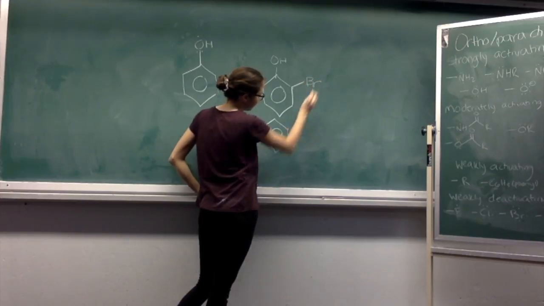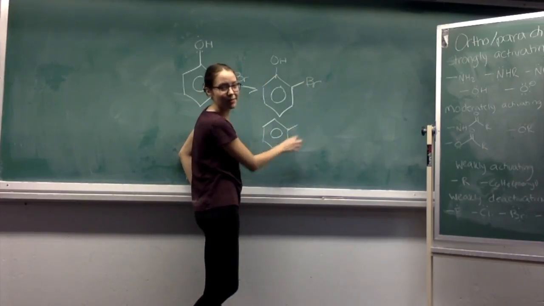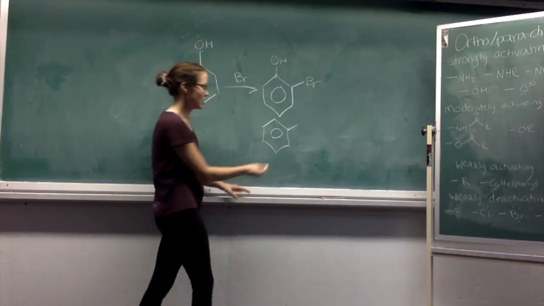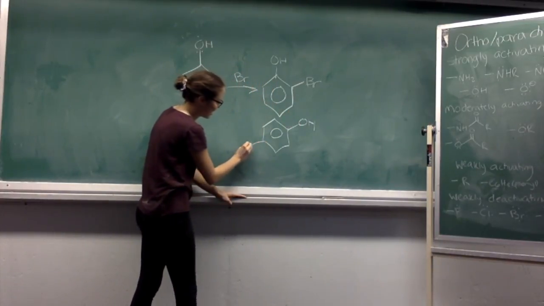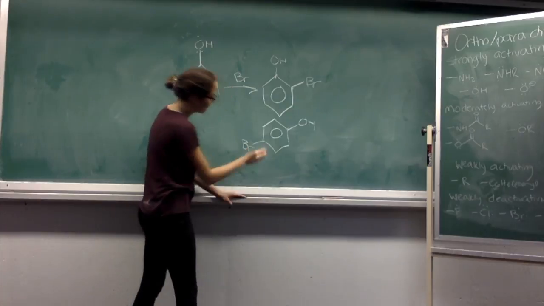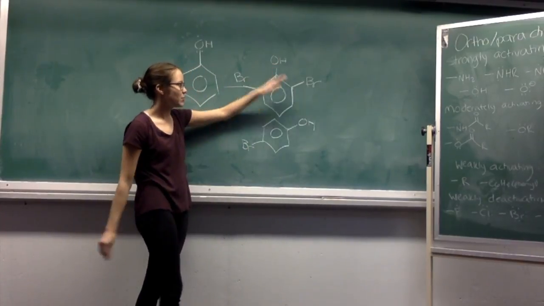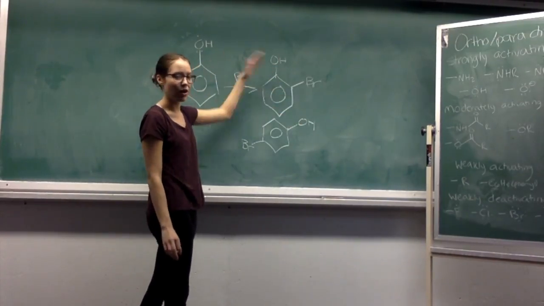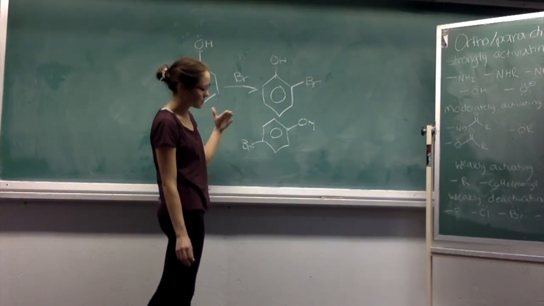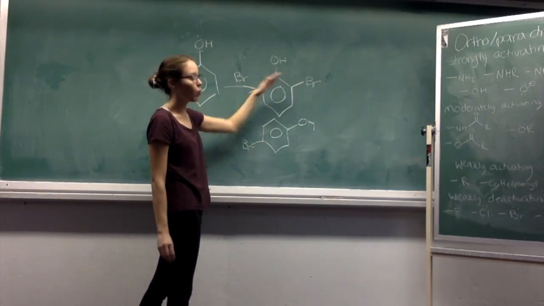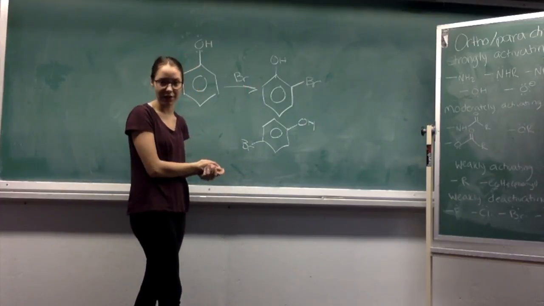Position, and excuse my drawing, I'm going to have to draw a slightly different orientation. So at the ortho position and the para position. Now, as we don't have any other substituents on here, both of these will be produced. However, sometimes, due to sterics, one of the positions will be favored over the other.